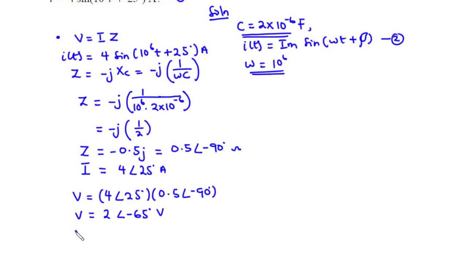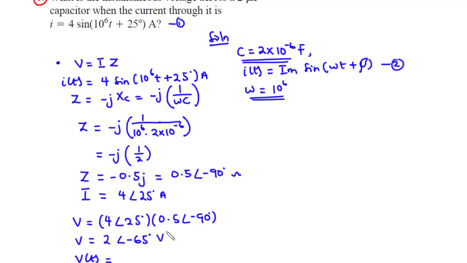Now we are asked to find the instantaneous voltage, that is V of t, across the 2 microfarad capacitor. Therefore, we are going to convert this voltage from the polar form back into the time domain form. So we have V of t equals 2 sine 10 power 6 t minus 65 degrees. So this is the instantaneous voltage V of t. Now let's move on as we solve the last question for today's video.